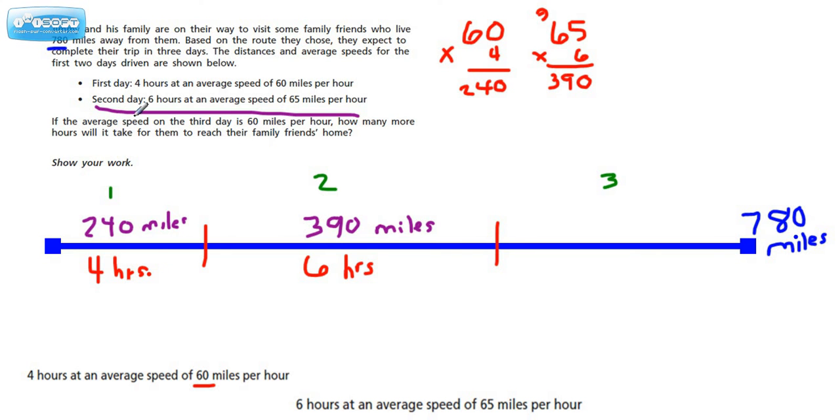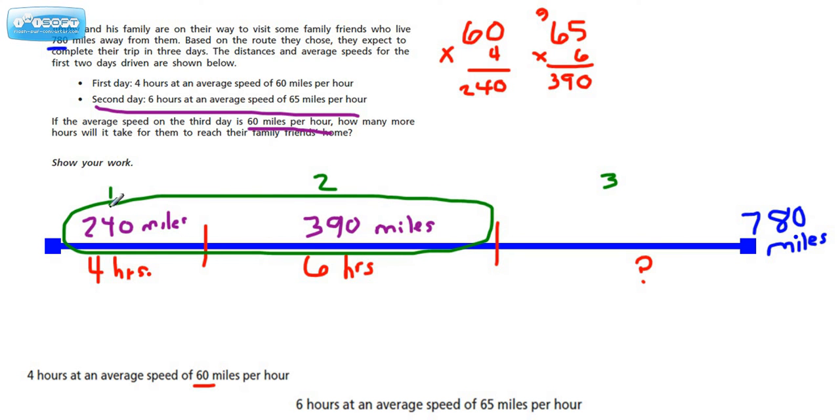All right. If the average speed on the third day is 60 miles per hour, let's highlight that. How many more hours will it take for them to reach their family friend's home? So we're trying to figure out this number of hours. Now, we probably should figure out how far they have to go by adding these two numbers. Let's add these two numbers to see how far they went.